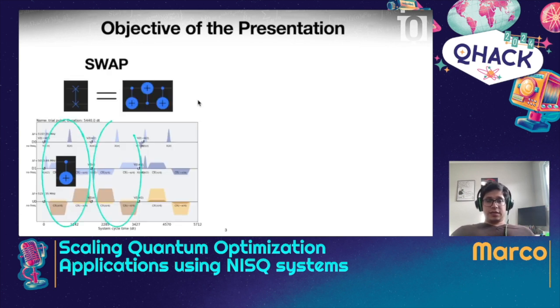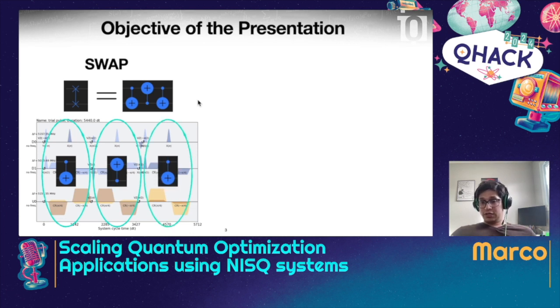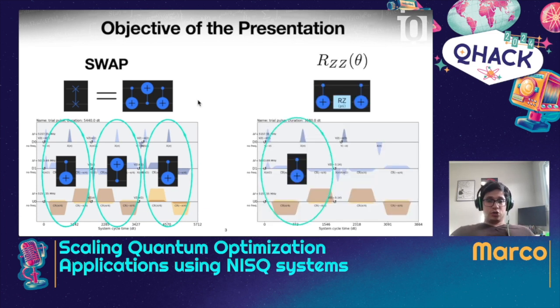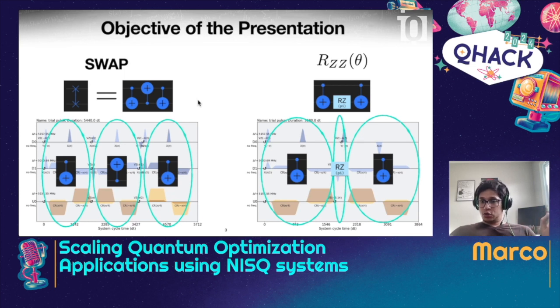Okay, so just a quick introduction to what we want to do here: we have some gates, and these gates are produced by electrical pulses on the machines, on superconducting quantum computers. And this takes a certain amount of time. There are two gates that we're interested in. One is the swap gate, and the other one is the RCC gate. This is a parameterized gate, and it depends on a parameter theta. What we would like is to take these electrical pulses and make them shorter by doing some optimization.